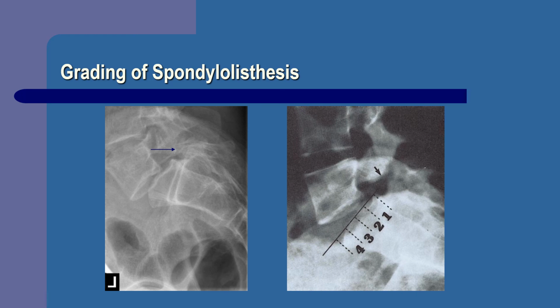And we did get plain films on him, and he had a grade 2 listhesis, as you can see. There's also some degenerative joint disease, degenerative disc disease between L5 and S1. You can see the disc space there is narrowed a little bit as well. And so again, you can grade these out anywhere from a grade 1 to a grade 4. And we'll talk more about how these folks present on the next two slides.